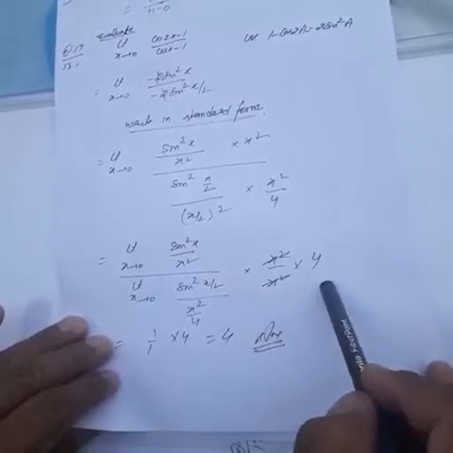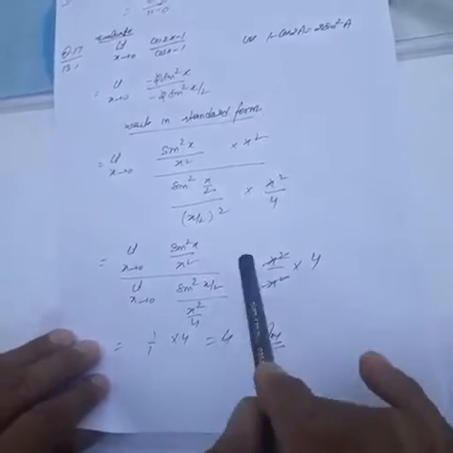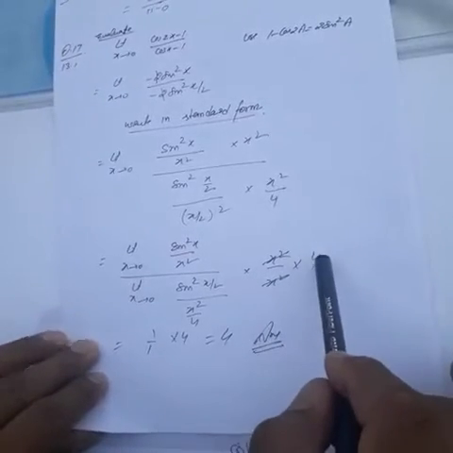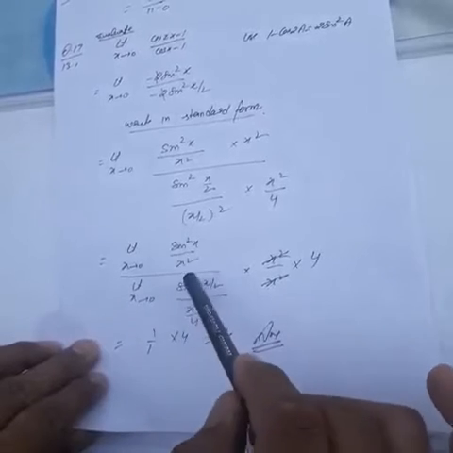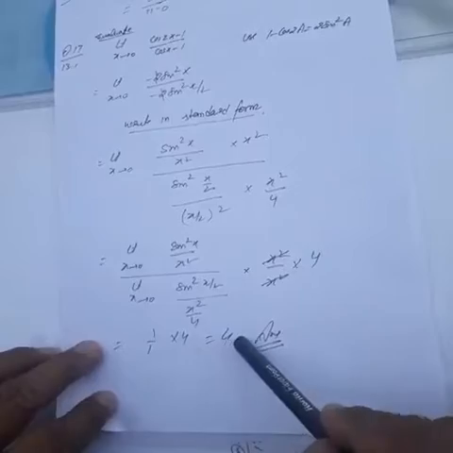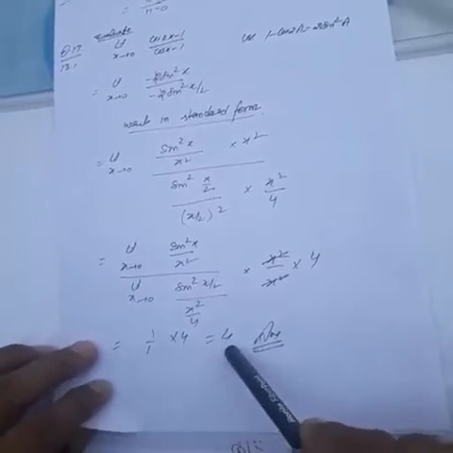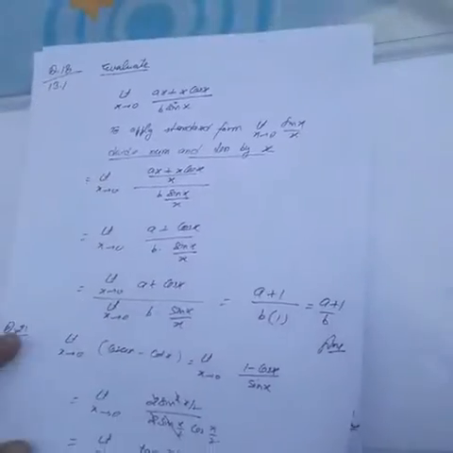There is no need to write limit with this function. If x is there, then we will write down the limits, otherwise there is no need. So now you can apply standard form. This is 1, this is also 1. So it is 1 into 4, so 4 is the answer. I hope this question 17 is clear.